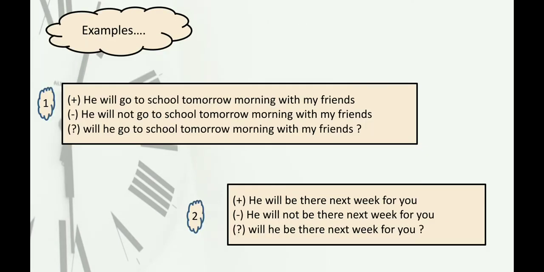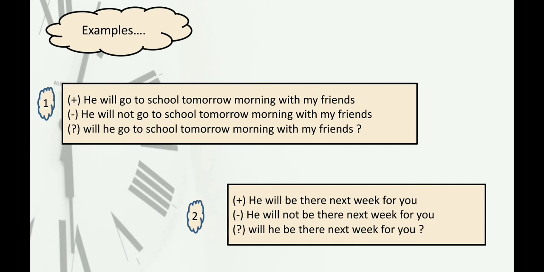Let's see the first one. He will go to school tomorrow morning with my friends. As we see here, the sentence is called verbal. Jadi dari kalimat yang kita lihat di sini, ini adalah kalimat yang verbal, yang ada aksinya. Apa yang menandakan? Ada kata kerja go. Oke? He will go to school tomorrow morning with my friends.